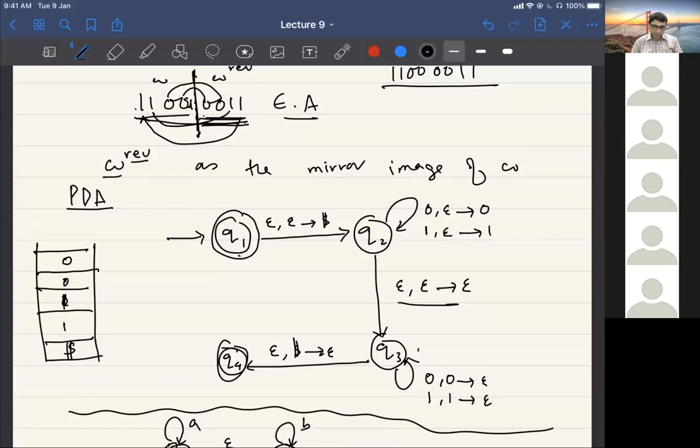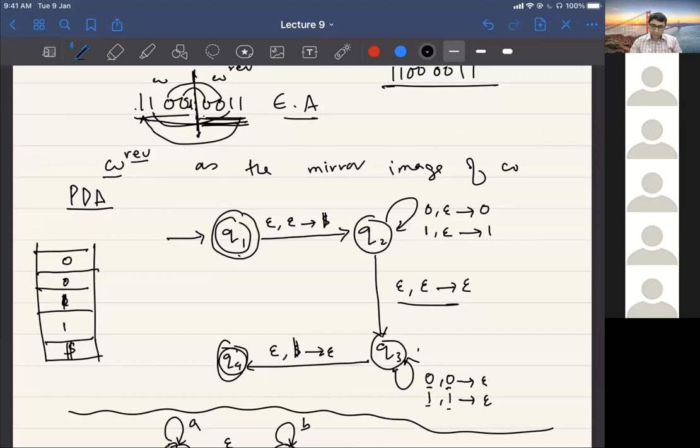Now, once we have read these four characters, the machine will be in Q3. It's not only in Q3 after reading these four things. It will be in Q3 after every input, but I'm not showing all those stages because they are not fruitful. So once it is in Q3, when it reads a 0, it should expect a 0 on the stack. Or when it reads 1, it expects a 1 on the stack.